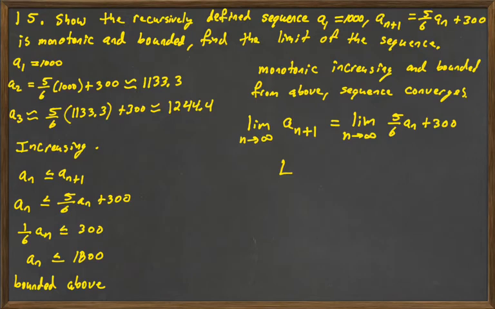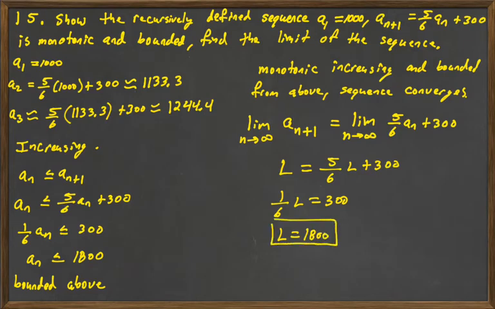So the left-hand side will be L, and the right-hand side will be 5/6 times L plus 300. We'll go ahead and solve this by subtracting 5/6 L from both sides. So we'll have 1/6 L is equal to 300. Multiply both sides by 6, and the limit is going to be 1800. Okay, so that would be our limit there.